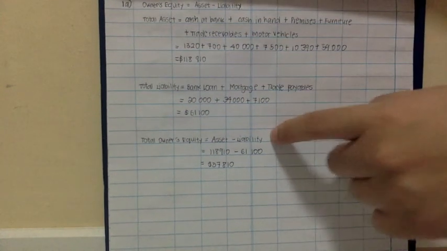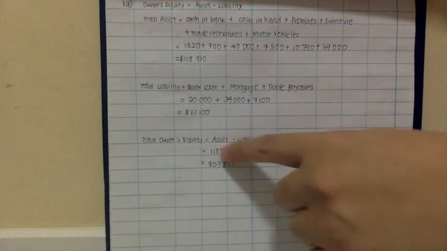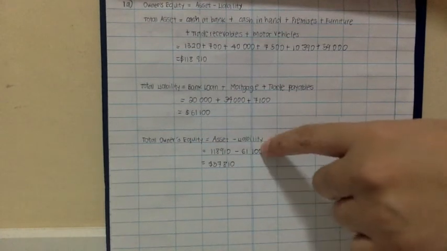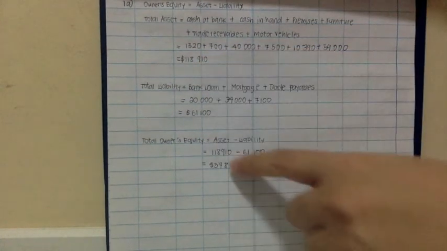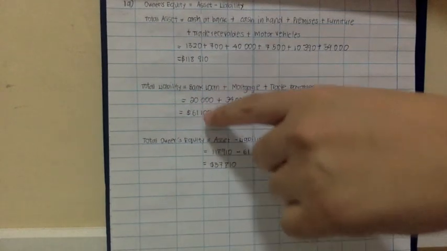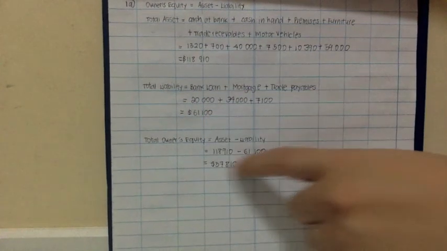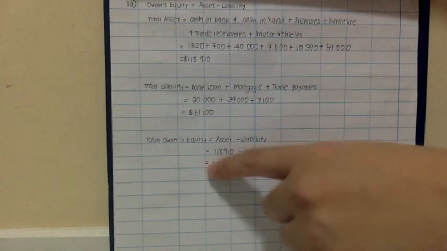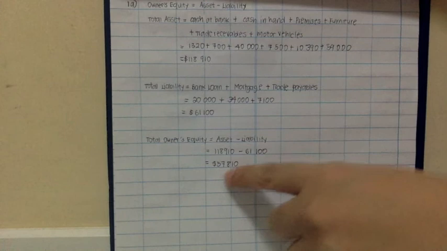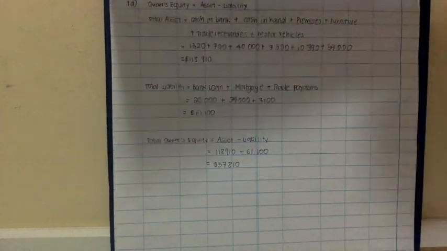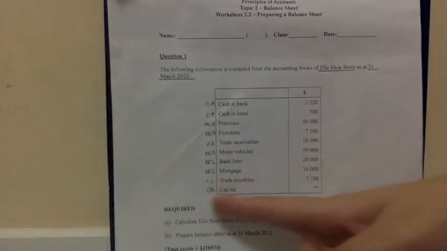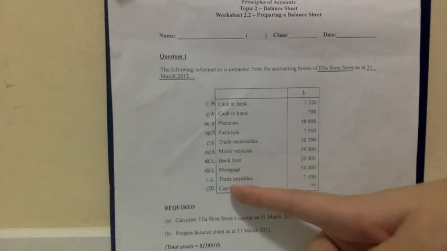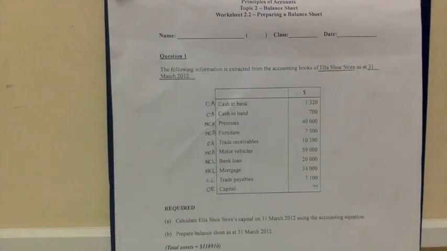Next, we apply the accounting equation, which is total owner's equity equals assets minus liabilities. 118,910 minus 61,100. So you get 57,810 for your owner's equity. And since your owner's equity is only the capital, your capital will be 57,810. So that's for part A.